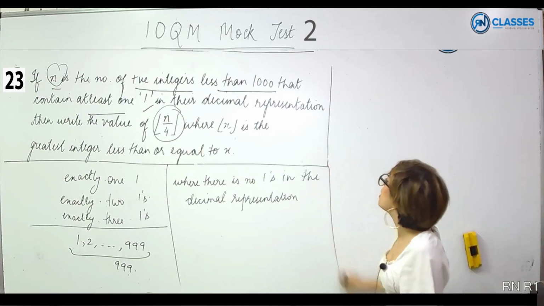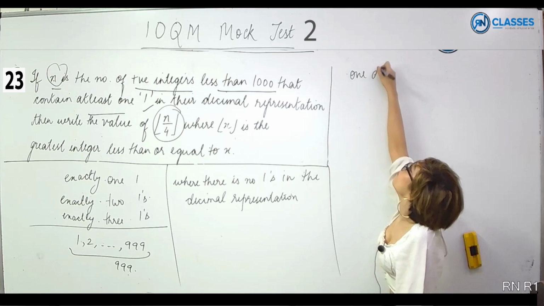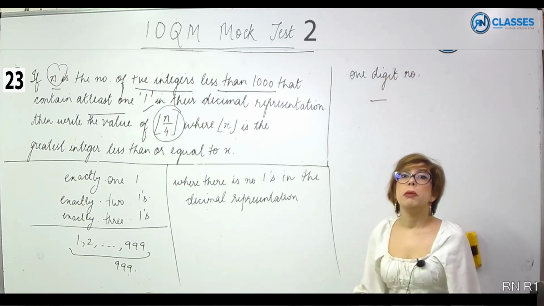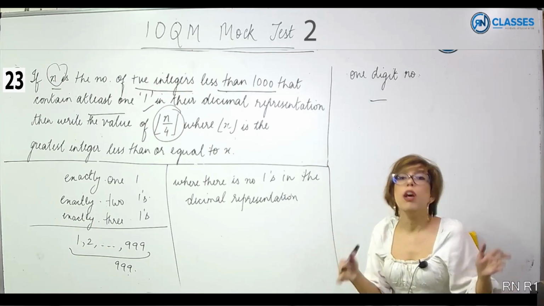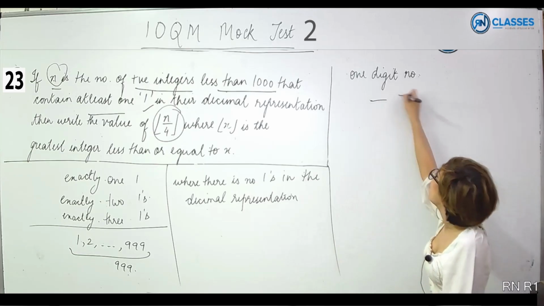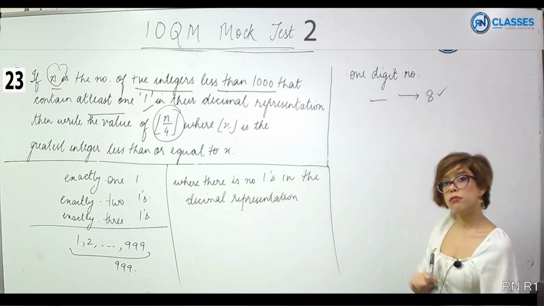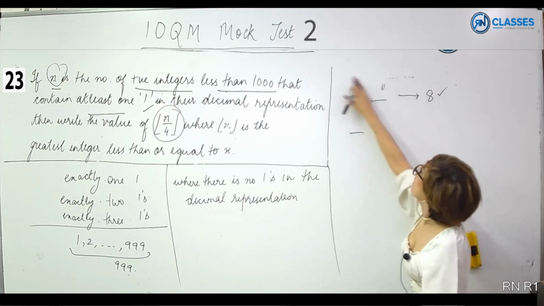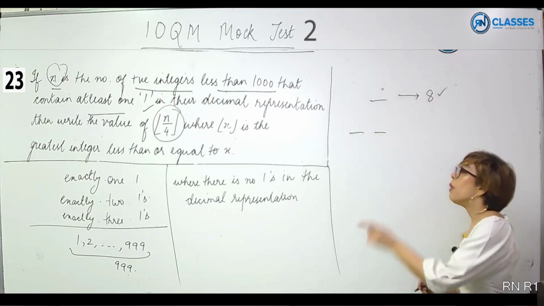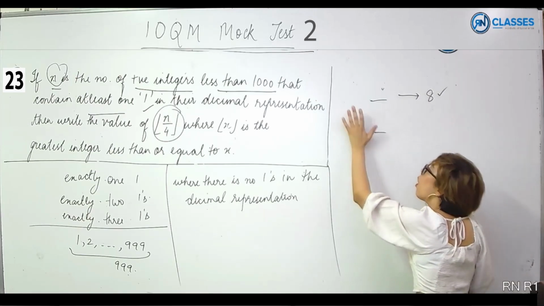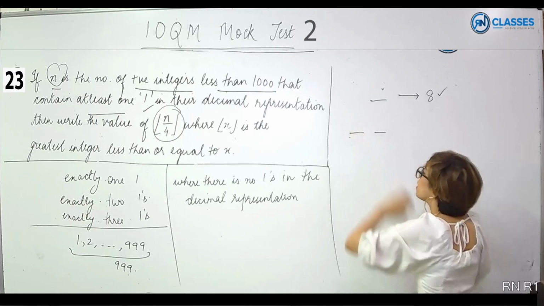Now, he says 1 should not be there. First of all, let me consider the 1-digit numbers. Obviously 0 is not allowed, 1 obviously not. 2, 3, so on till 9. So that means I will have 8 numbers, right? 2-digit number. Mind it, 1 should not be there. Now, first thing, obviously I cannot put 0 over here or 1 over here. That means I can fill this place in 8 different ways.